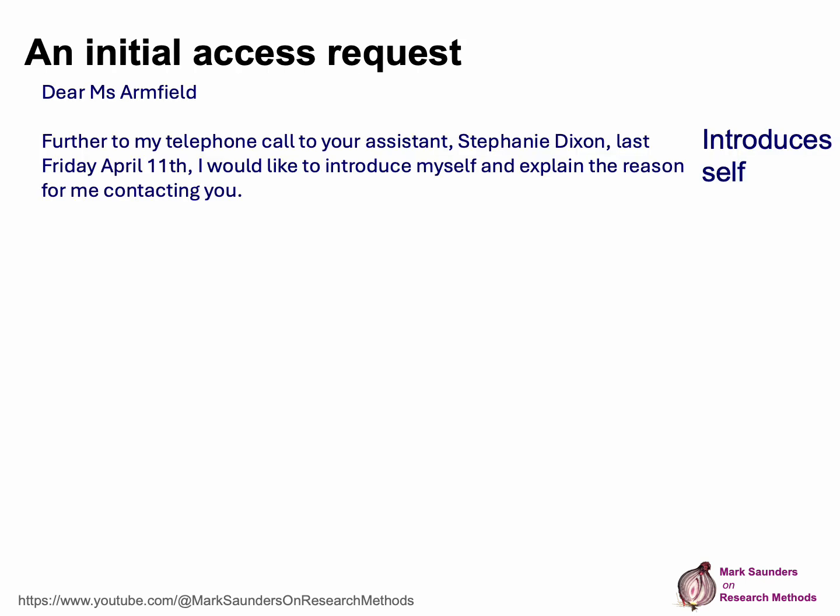So let's look at an initial access request. And here is an actual one that could have been used. So it starts off asking the person, this will be in an email, further my telephone call. So the person's already done a phone call to find out who they need to contact to gain access. Then they introduce themselves and they say, I would like to introduce myself and explain the reasons for me contacting you. So it's setting it up rather nicely.